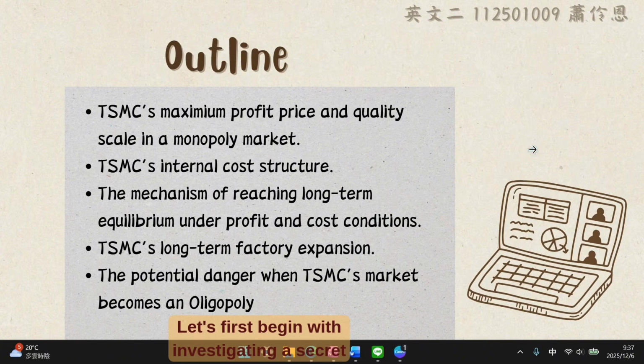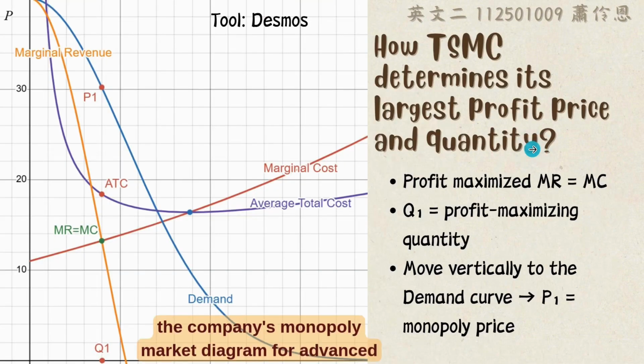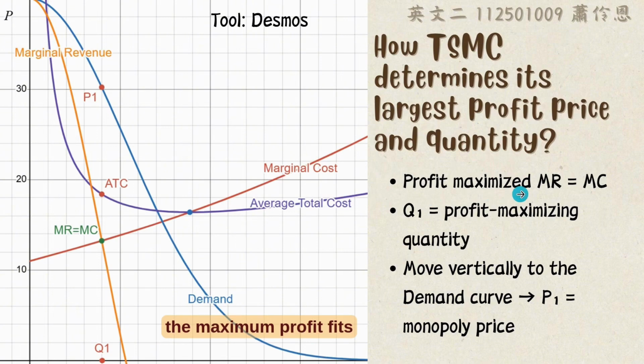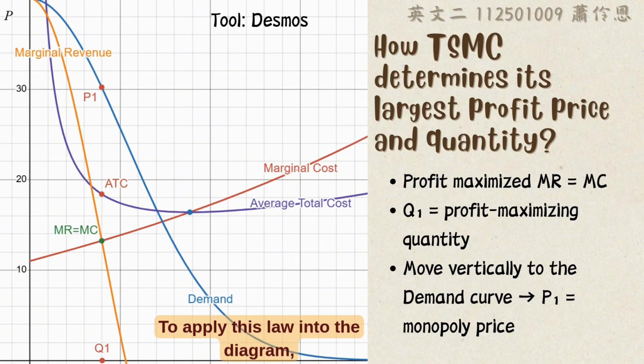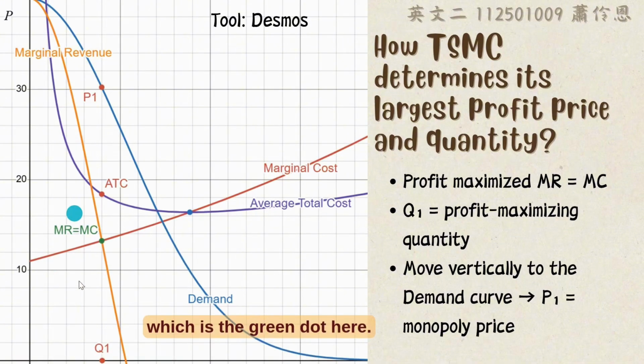Let's first begin with investigating the secret behind TSMC's financial income. Here is the company's monopoly market diagram for advanced chips. According to the profit maximizing rule, the maximum profit is where marginal revenue equals marginal cost, as there is no more space for the company's potential gain or loss. To apply this rule to the diagram, TSMC's profit maximizing point is the intersection between MR and MC, which is the green dot here.